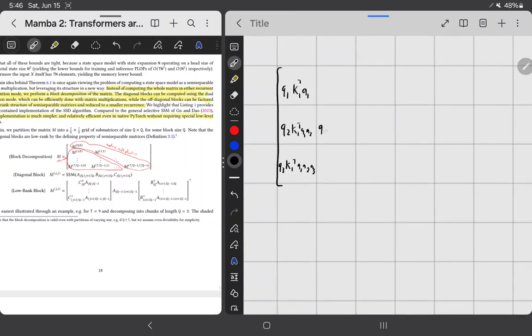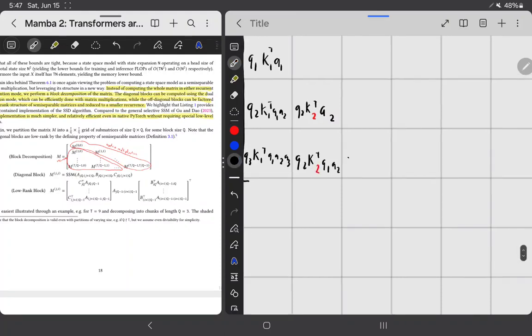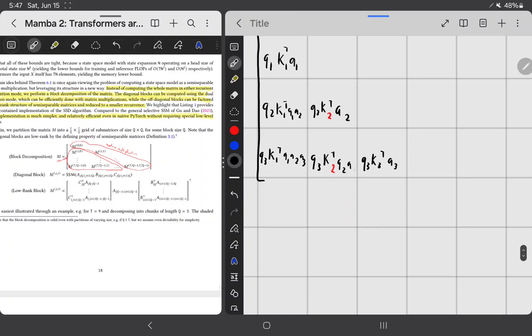And then we're going to have Q2, K2 transpose, A2. Then we're going to have Q2, K2 transpose, A1, A2. So let me just write this out in red. And then finally we're going to have Q3, K3 transpose, A3. That'll be A2, A1, A2, A3.